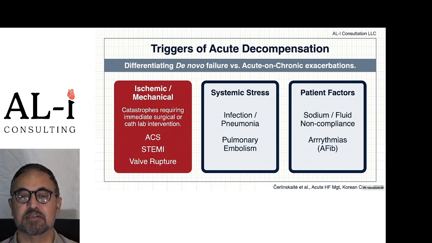Now, there are several triggers of acute decompensation. For example, ischemia such as a heart attack, a STEMI, valve rupture, valve perforation from endocarditis. These last two would be mechanical traumas. Systemic problems that could precipitate heart failure include infections such as pneumonia, pulmonary embolism, patient factors such as non-compliance, having a bag of chips for instance, atrial arrhythmias such as atrial fibrillation. All of these can precipitate heart failure.